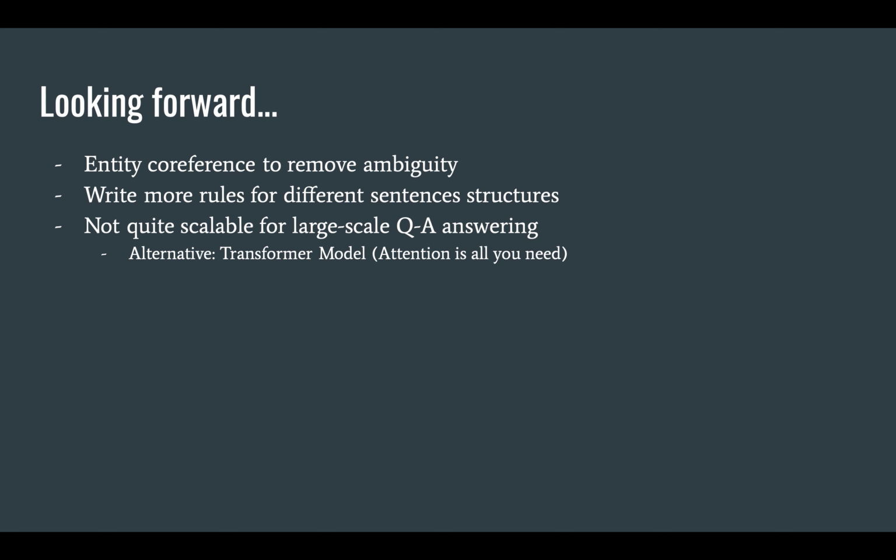Looking forward, we should probably do more to deal with entity coreference to remove ambiguity in understanding the text and in relation extraction, and writing more rules for different sentence structures will also help in generating questions and in relation extraction. Our application right now is also not quite scalable for large-scale Q&A. So we should try alternatives like neural networks, and right now the transformer model is very popular, based on the paper "Attention Is All You Need." And yeah, this concludes our presentation, and thank you very much for watching.